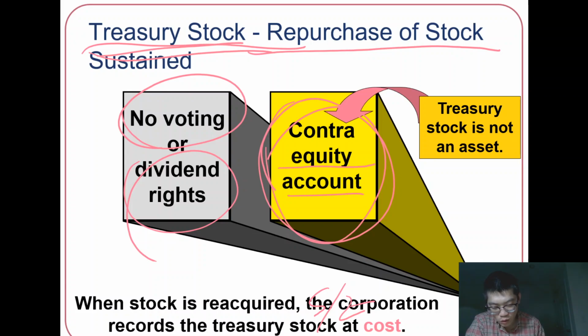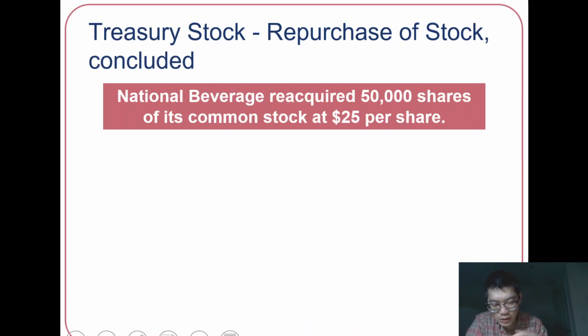And when stock is reacquired, the corporation records the treasury stock at cost. What is cost? The market price. Okay. So now let's look at this example. Treasury stock repurchase: National Beverage acquired 50,000 shares of its common stock at $25 per share. So that means the market price for each share is $25 on the stock market. If the company wants to repurchase 50,000 shares, they have to pay $25 each on the market to buy it from the current owner, right?